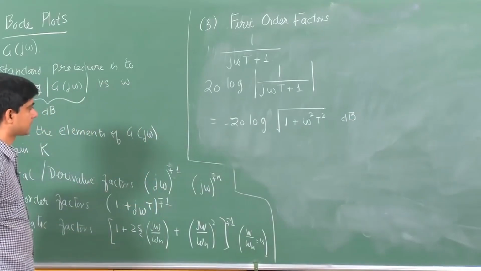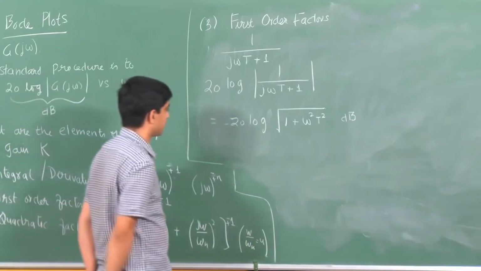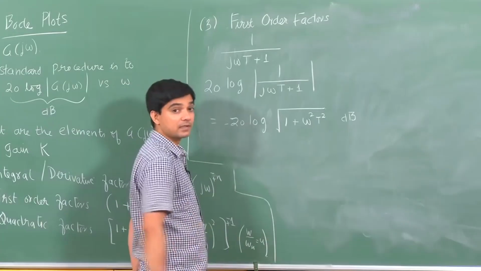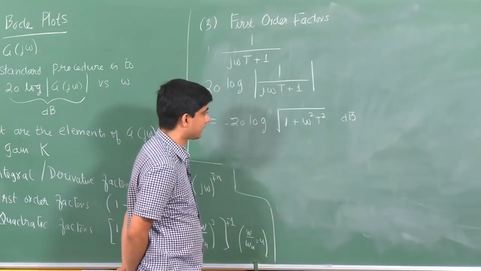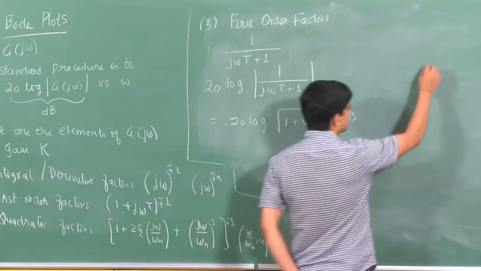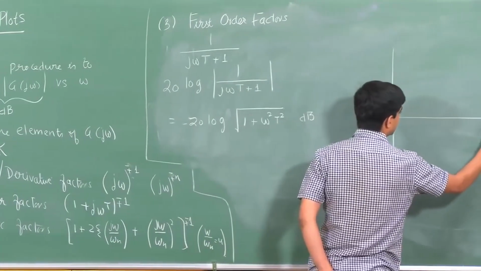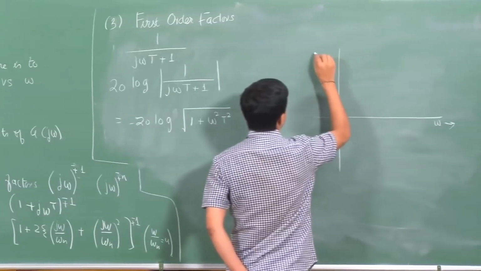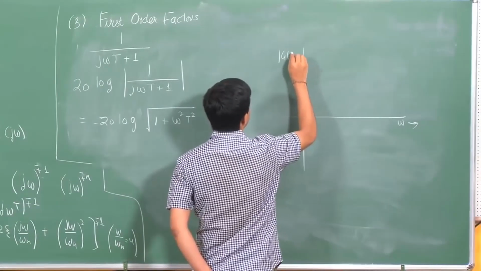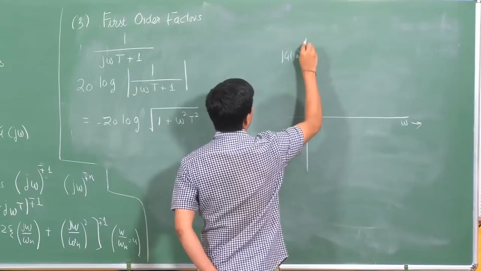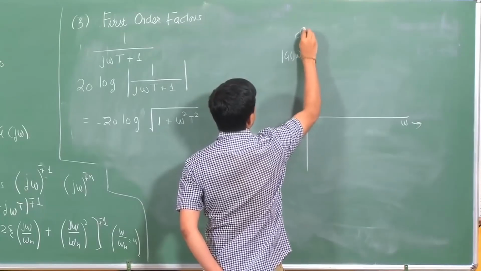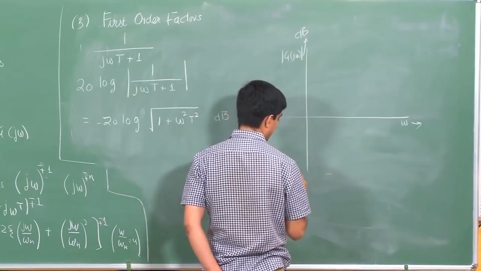Okay, now it is a little more interesting. It is no longer like y equal to mx plus c kind of form, it is a little more complicated, but we will try to simplify this. Okay, let us first draw, this looks like, this is my omega, this is my magnitude of G of j omega in decibels, and somewhere here would be the phase, right, angles.